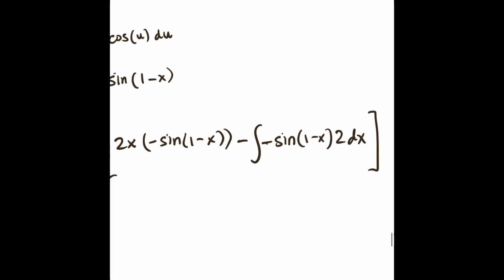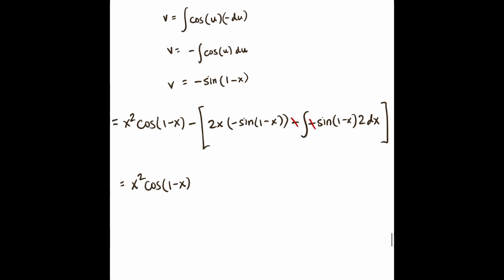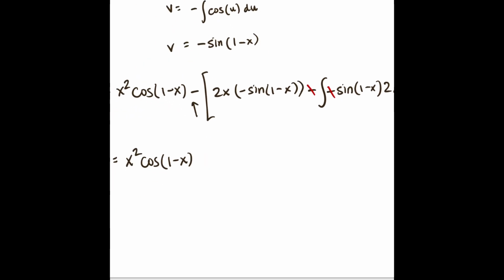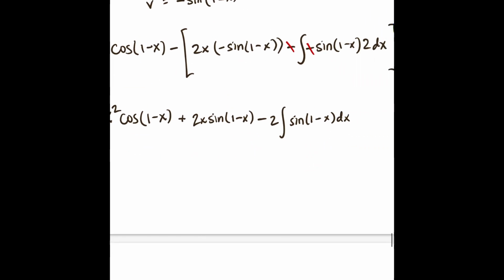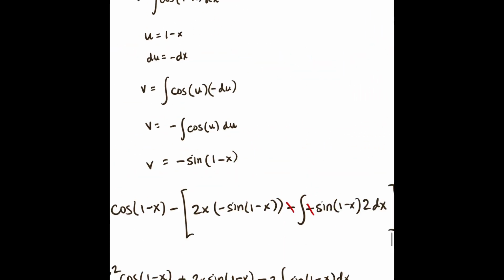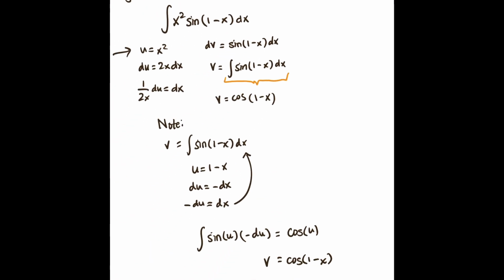Let's write what negatives are going to cancel here. This one and this one. And then when we distribute the negative here, we'll get positive 2x sine of 1 minus x minus, pull out the 2, integral sine 1 minus x dx. Now we already did this integral above, so let's look at what we got for the answer. This is cosine of 1 minus x.